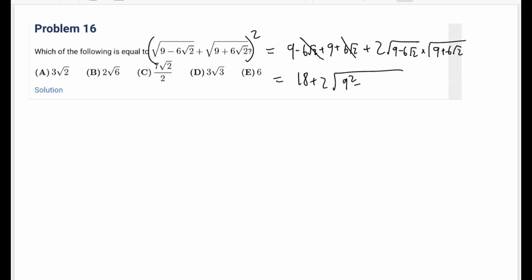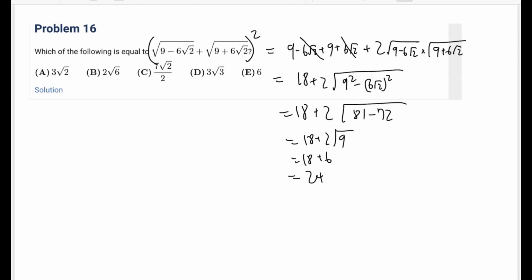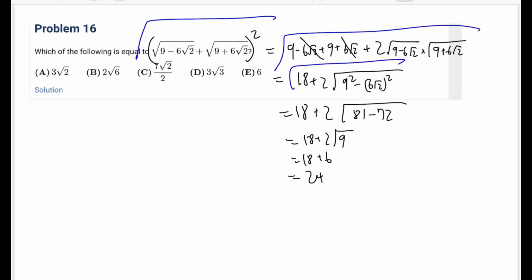These would be 9 squared minus 6 root 2 squared. This is 18 plus 2 times root of 81 minus 36 times 2. This is 72. This is 18 plus 2 root 9. This is 18 plus 6 equals 24. And so if you take the root of this whole thing, then it's root 24, which equals 2 root 6. The answer is B.